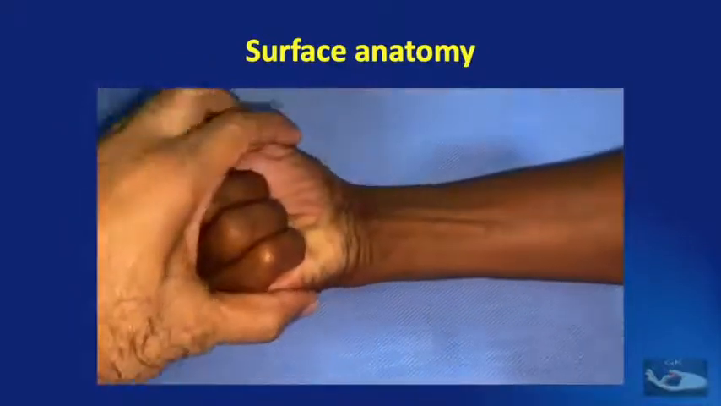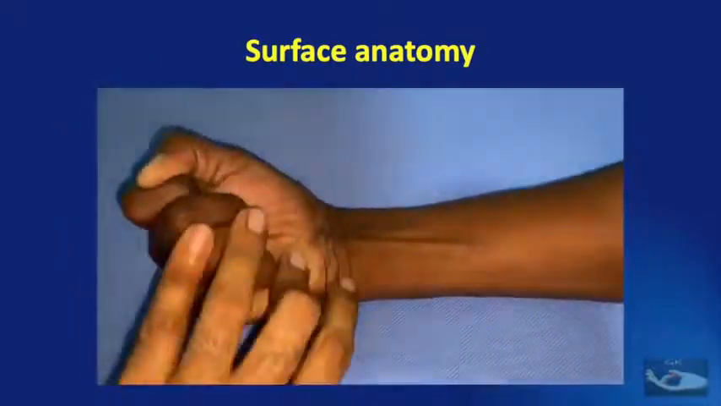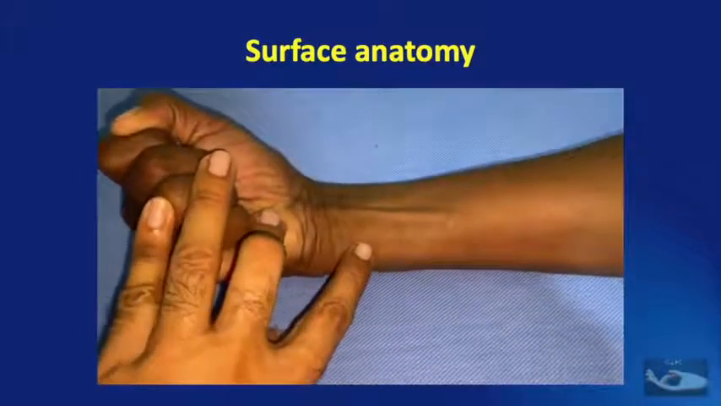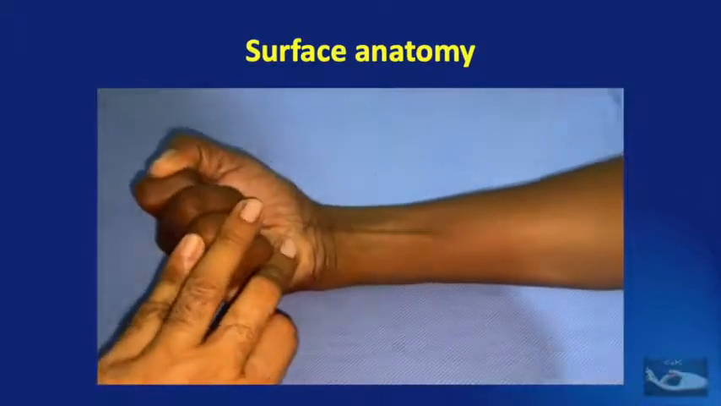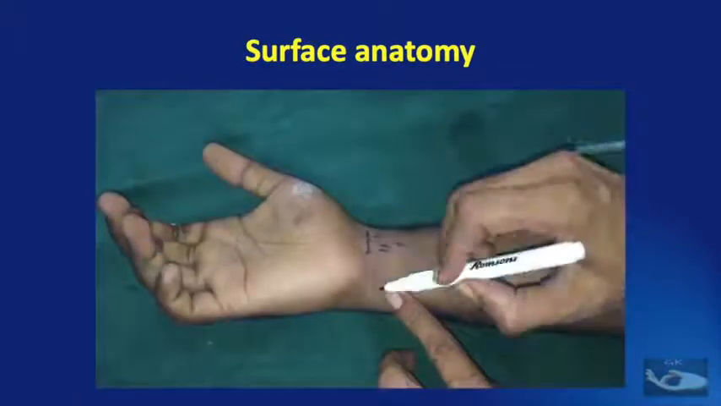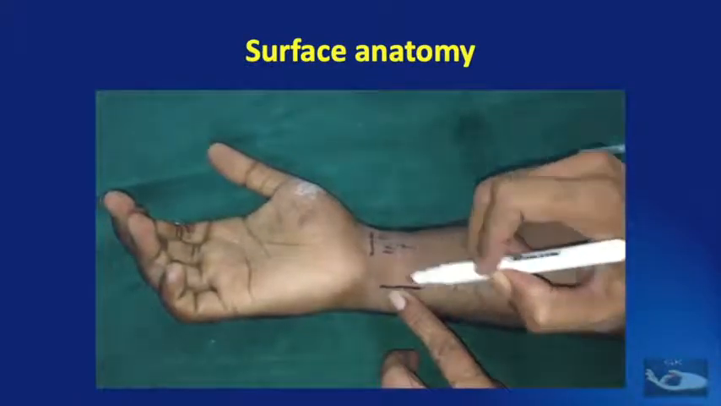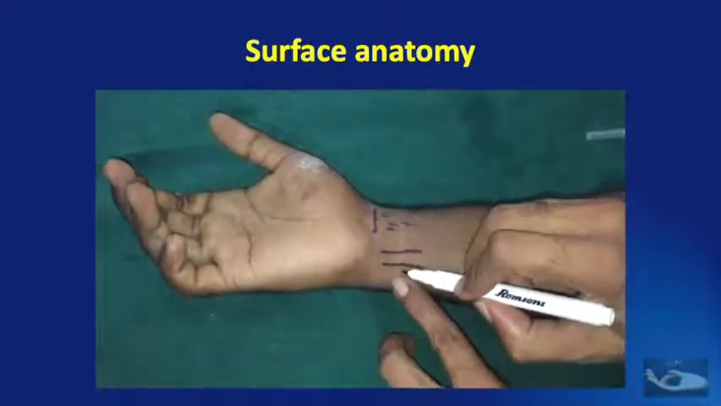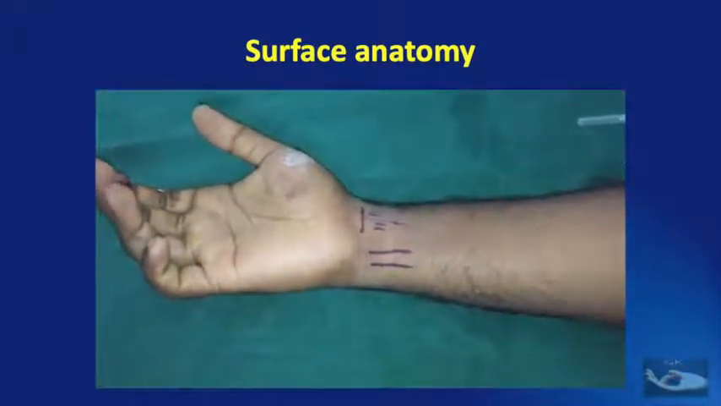When forcible flexion and ulnar deviation of the wrist is done, the flexor carpi ulnaris tendon can be palpated on the ulnar border of the forearm. The ulnar nerve lies deep to this tendon along with the ulnar artery and can be approached either from the medial side or lateral side of the tendon.